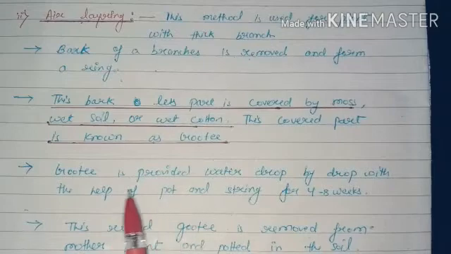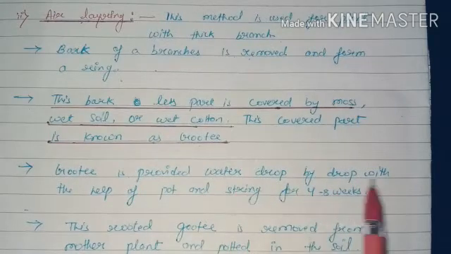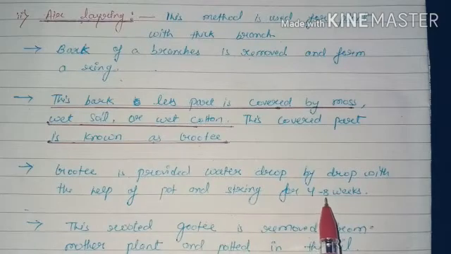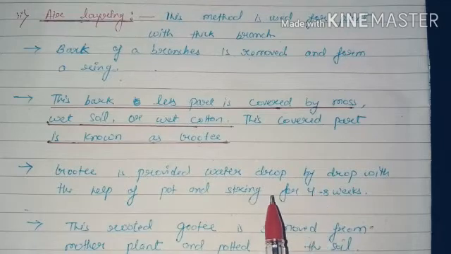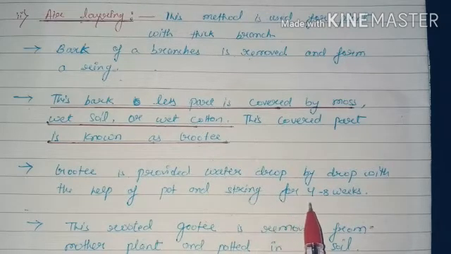This gutti is provided water drop by drop with the help of a pot and string for 4 to 8 weeks. We hang the pot on another branch, so the gutti gets water drop by drop. This process continues for 4 to 8 weeks. This rooted gutti is removed from the mother plant and potted in the soil. After 4 to 8 weeks, roots arise in the rooted gutti, and it is removed from the mother plant and potted into the soil, and we get the same plant.